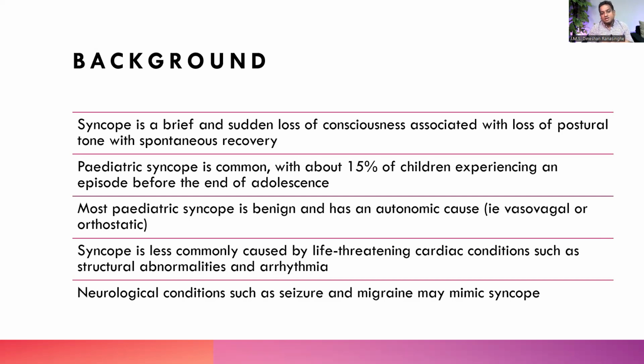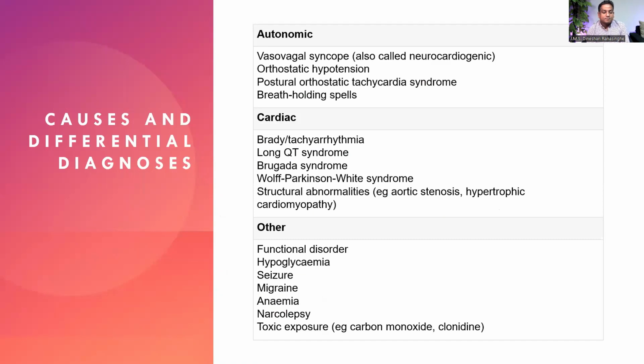I don't want to, there are loads of conditions that come in the differential diagnosis when you think about faintish episodes. But all you need to decide is whether it is benign or whether it is sinister, whether there is a life-threatening problem. Now, what are these life-threatening problems? As I said, most are what we call neurally mediated syncopes, or the autonomic syncopes, vasovagal, orthostatic hypotension, etc. Those are benign.